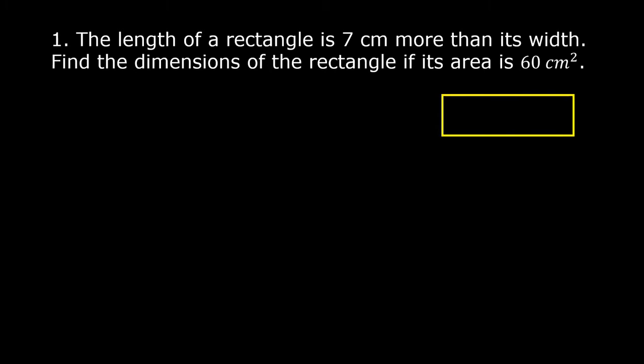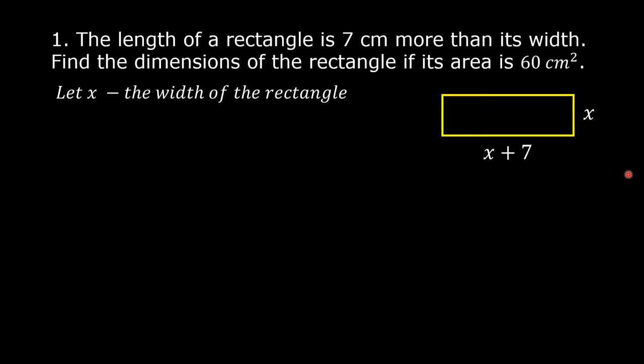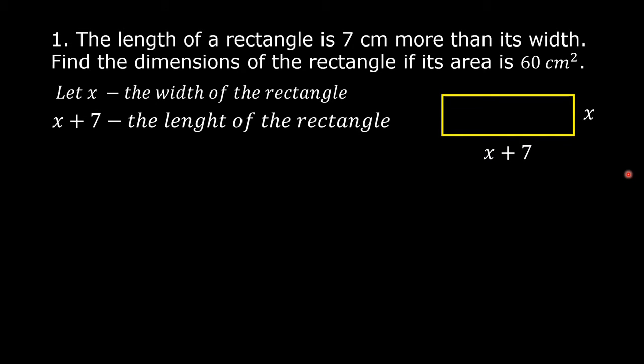Let us draw a rectangle. This is the width and this is the length. If the width is 10 centimeters, then the length is 10 plus 7 or 17 centimeters because according to the problem, the length of the rectangle is 7 centimeters more than its width. So if we represent the width by x, then the length is x plus 7. Let x be the width of the rectangle, x plus 7 the length of the rectangle.